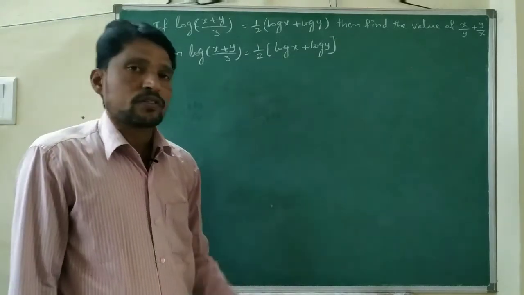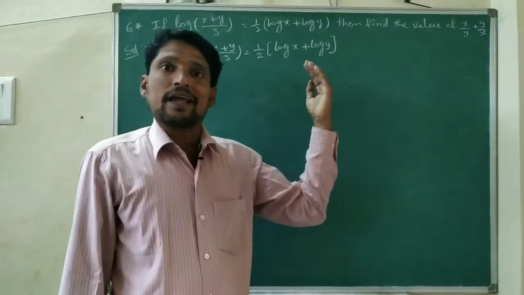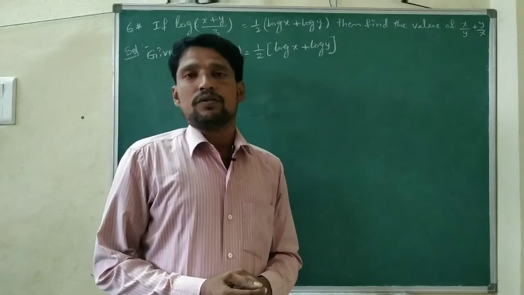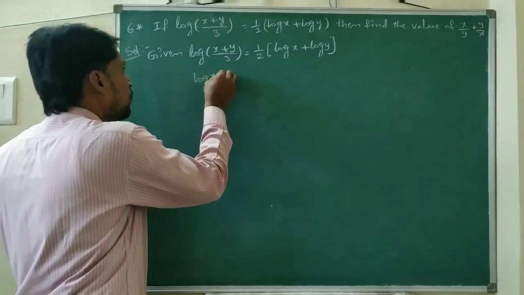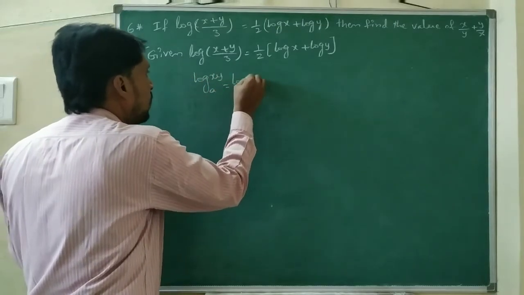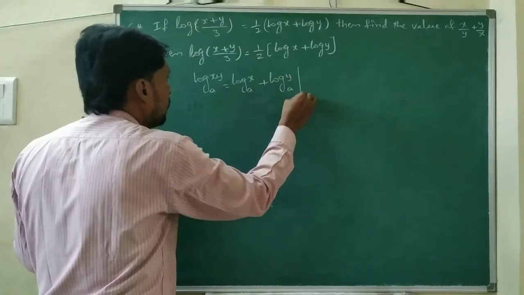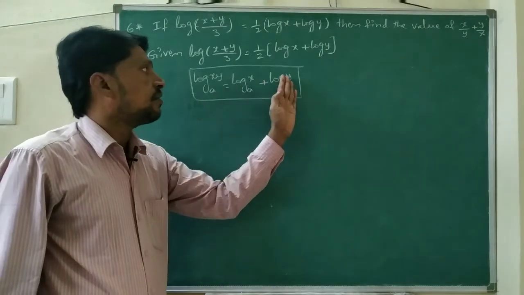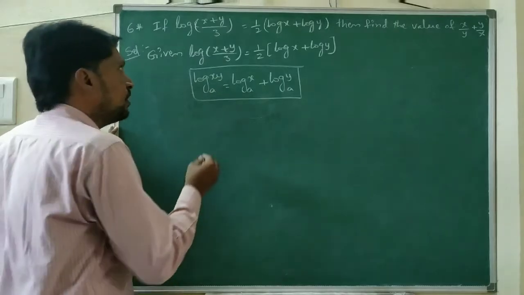Just observe this bracket: it is of the form log x to the base a plus log y to the base a. Which property do we have to use here? That is the product rule. What is the product rule? Log xy to the base a equals log x to the base a plus log y to the base a. So here we need to write log xy.